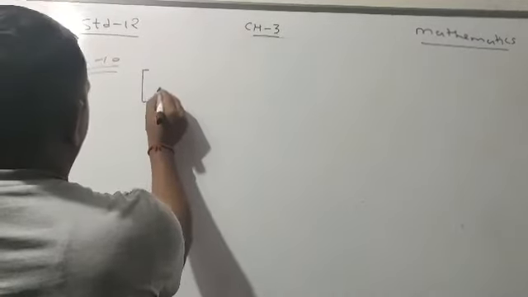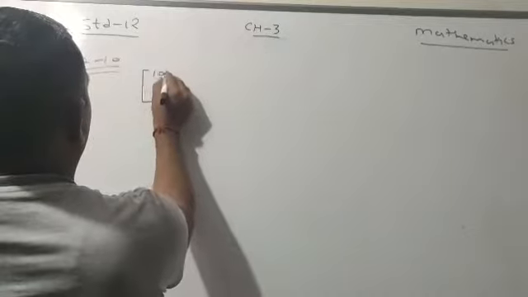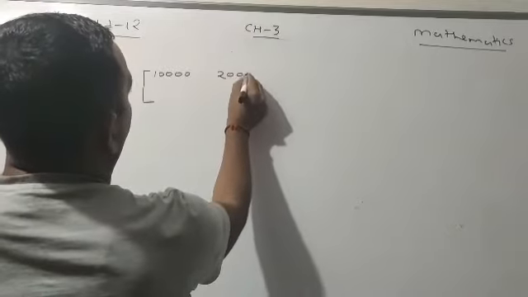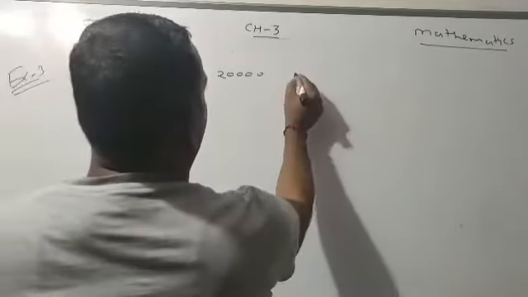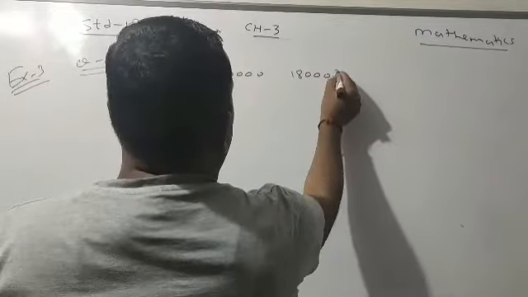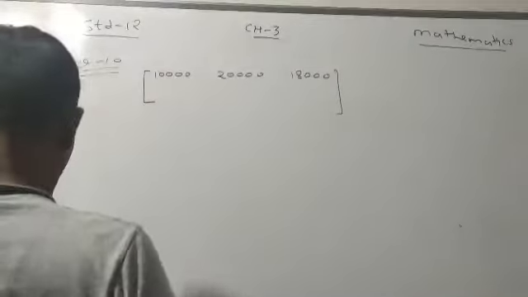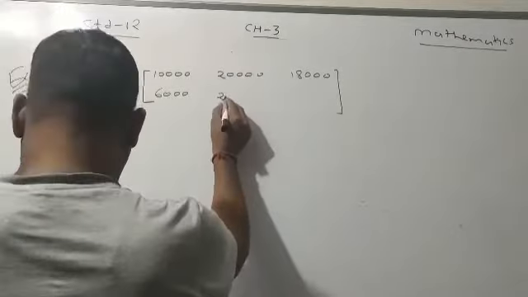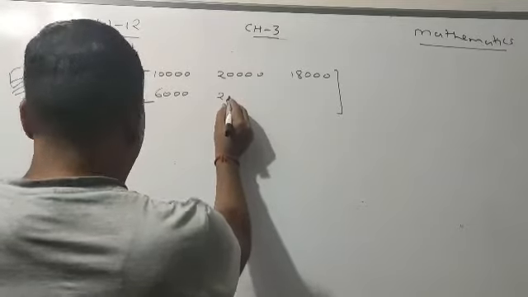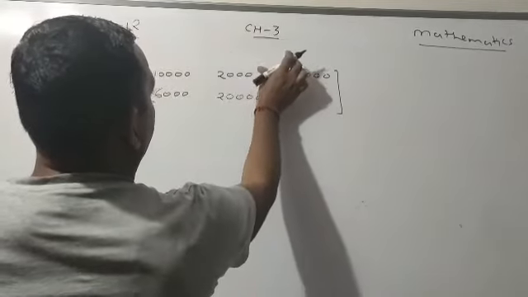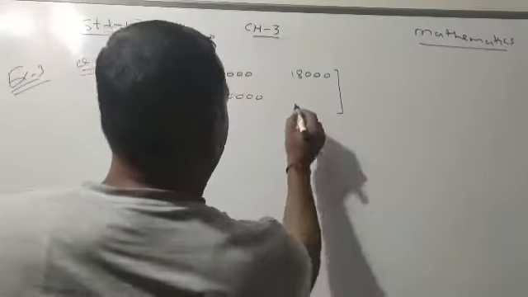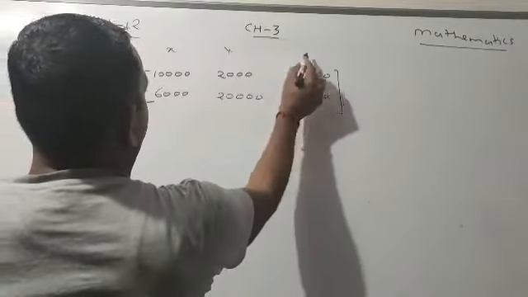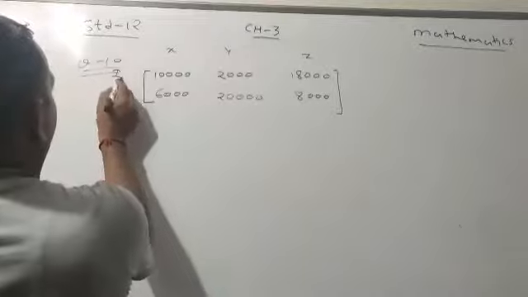So we will write the matrix this way. 10,000, 20,000, 18,000. Next one is 6,000, same 20,000. Here it is 2,000 only, and this will be 8,000. See, this is for the product X, product Y, product Z, and from market 1 and from market 2.